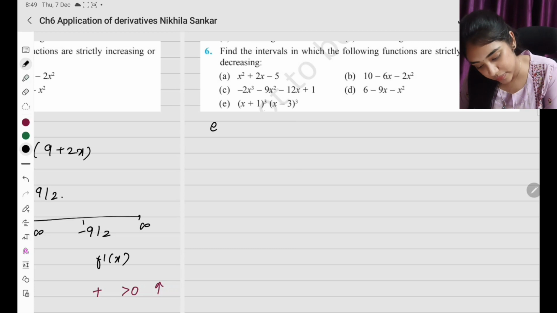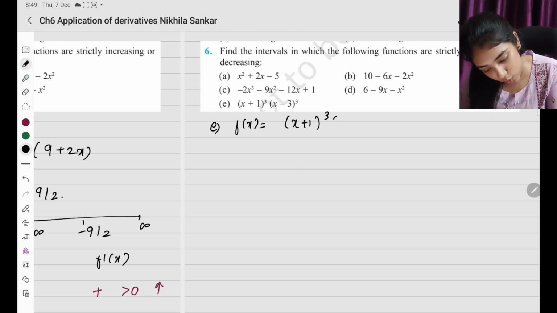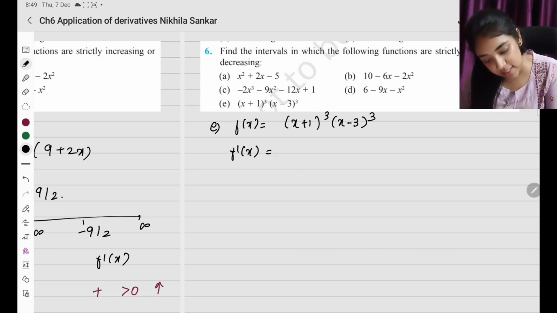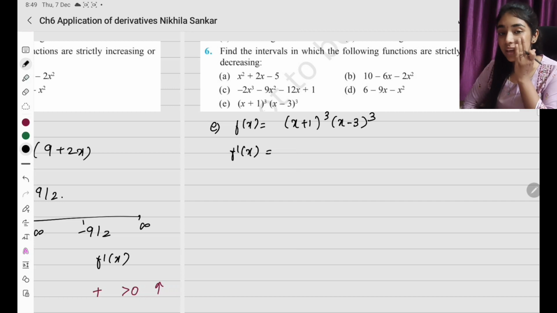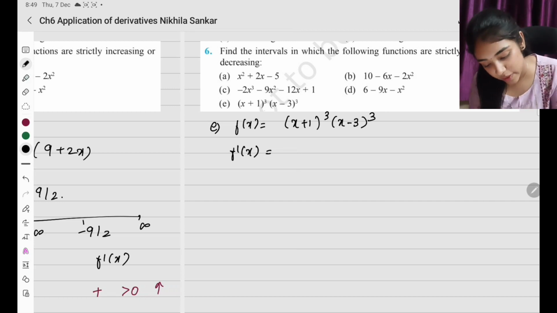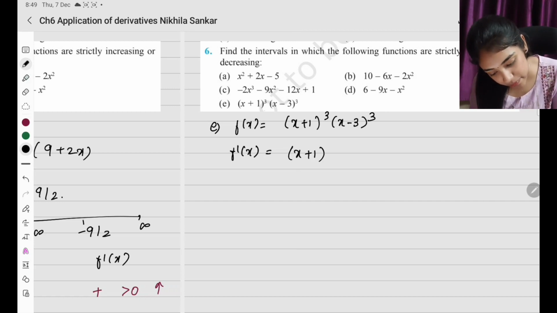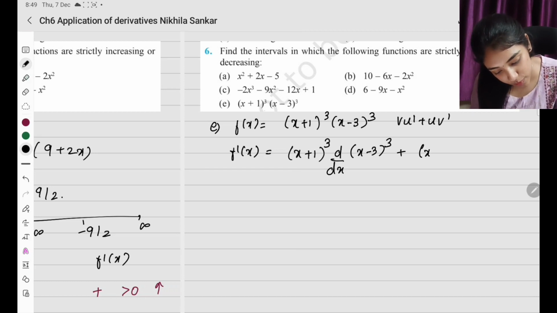Subsection E. I have f of x equals x plus 1 the whole cube, x minus 3 the whole cube. When I differentiate, this is going to be two functions, so vu dash plus uv dash. So when I do that, I have vu dash plus uv dash. So x plus 1 the whole cube times d by dx of x minus 3 the whole cube, plus vu dash, which is going to be x minus 3 the whole cube d by dx of x plus 1 the whole cube.